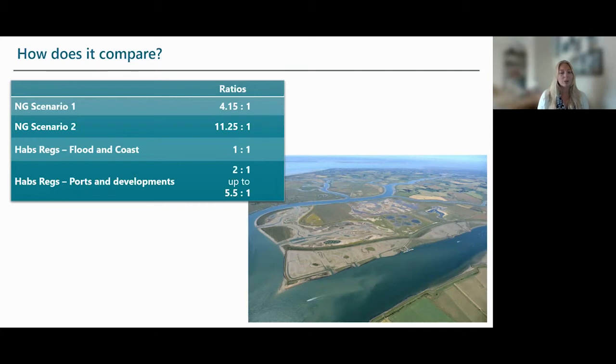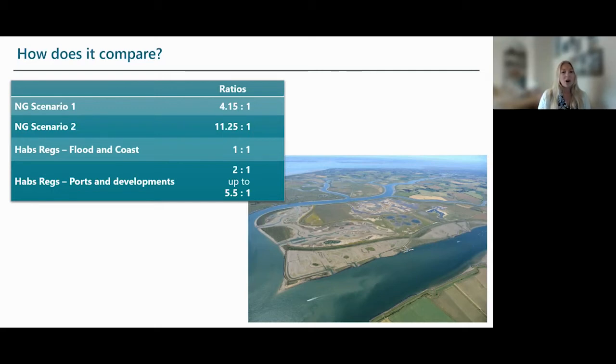For port and other development projects, the ratios are higher and more ranging, but we're still generally seeing a 2 to 1 ratio or a 5.1 to 1 ratio. That's kind of our maximum, that 5.5 that we see. And you also have to remember that ratios under the habitats regulations are deemed to be sufficient to protect our most important protected sites and secure the coherence of the MPA network. So on this basis, we'd probably expect that 10% net gain would require a ratio close to maybe 2.2 to 1 or at most 5 to 1, but not as close to 11 to 1 as we're seeing in some scenarios.